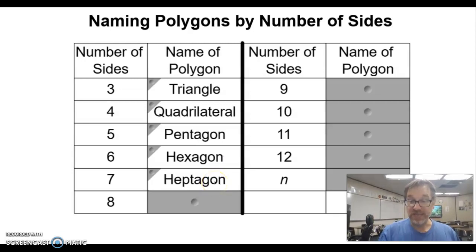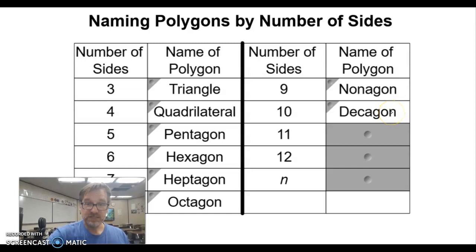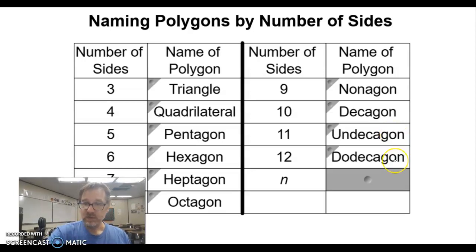Seven sides is called a heptagon. Heptagon for seven sides. Eight sides are stop signs. Those are called octagons. Octagons are eight sides. Nine sides, this is where we start getting into some new fun ones, are nonagons. Nonagons for nine sides. You need to know how to spell these because the homework I'm going to have you type in the names. So don't lose this piece of paper. Ten sides is called a decagon because a decade is 10. Deca is 10. Eleven sides is an undecagon. One and 10 is 11.